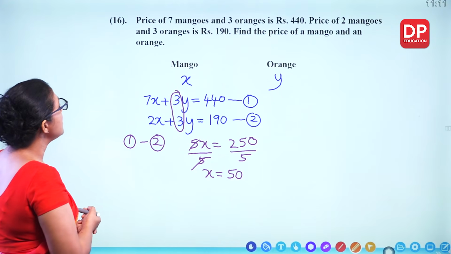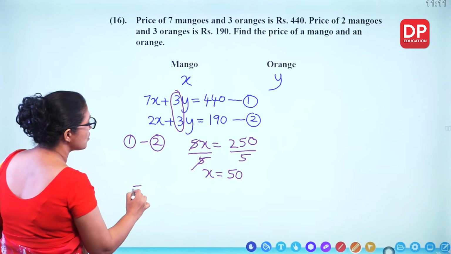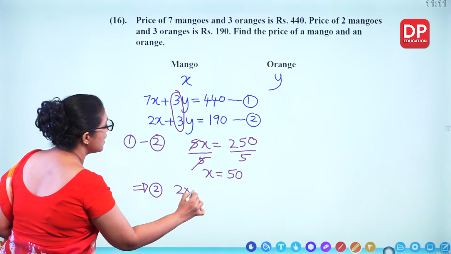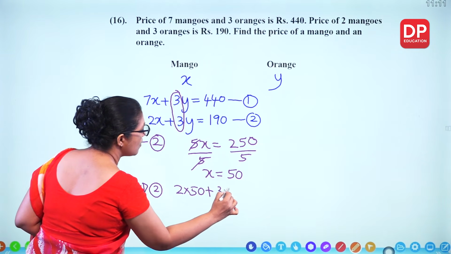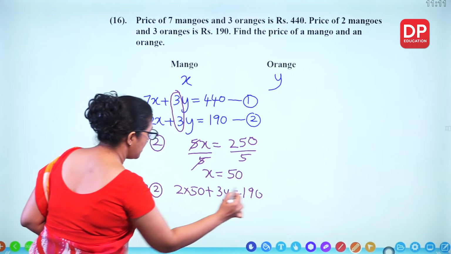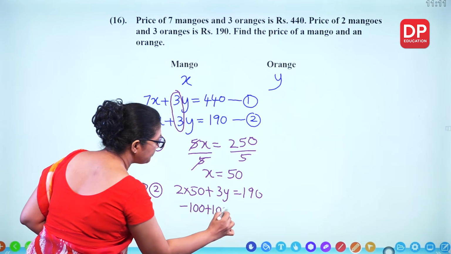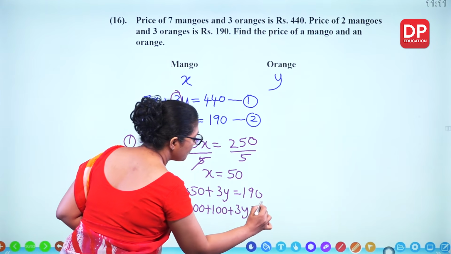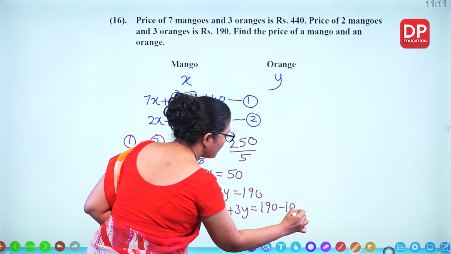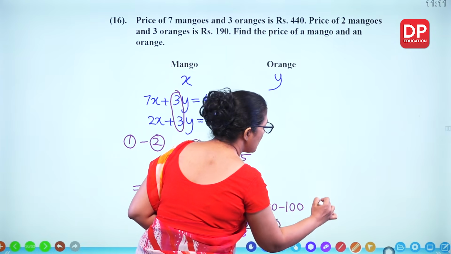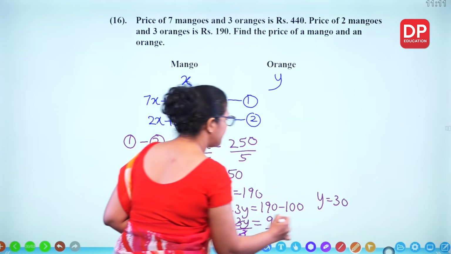x equals 50. Then take one of the equations. We take the second one. 2 times 50 plus 3y equals 190. This is 100, so subtract 100 from both sides. You get 90 equals 3y. Divide by 3. You get y equals 30.